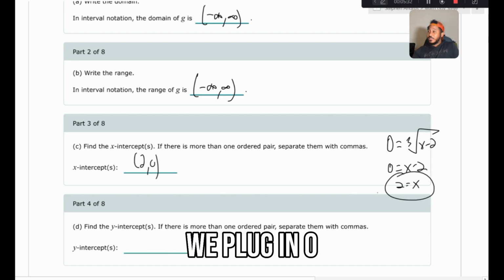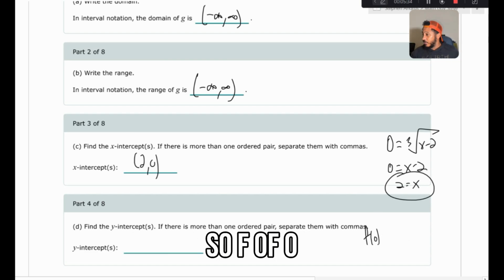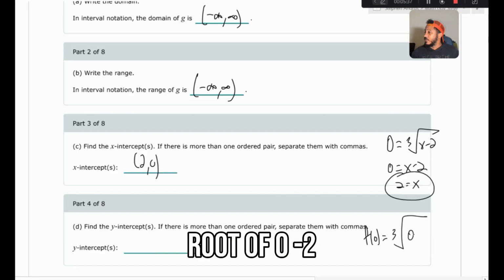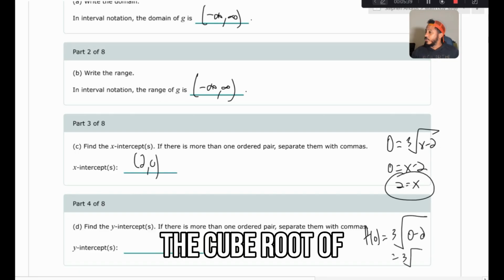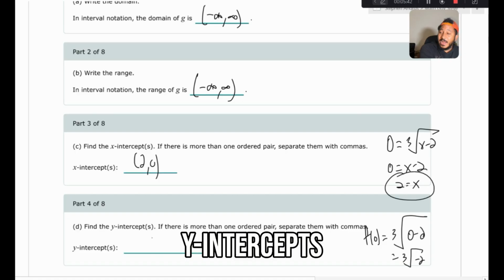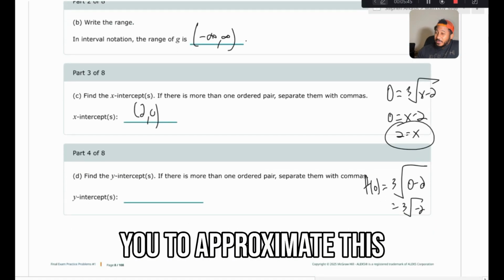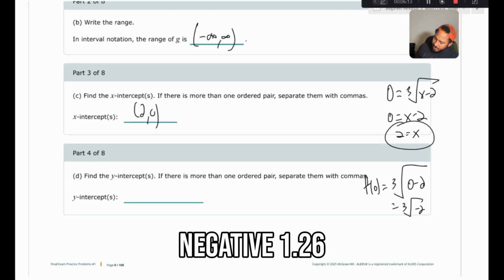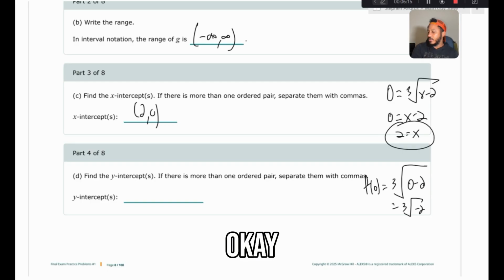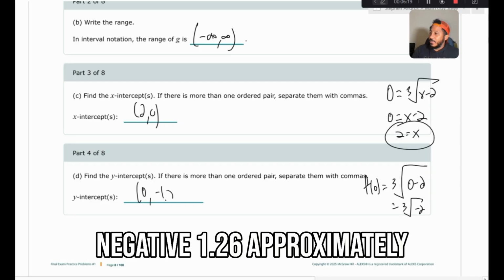The y-intercept, we plug in 0, right? So f of 0, which is the cube root of 0 minus 2. In other words, the cube root of negative 2. So that would be our y-intercept. I think Alex wants you to approximate this value by putting it in your calculator. So I got about negative 1.26. So (0, -1.26) approximately.